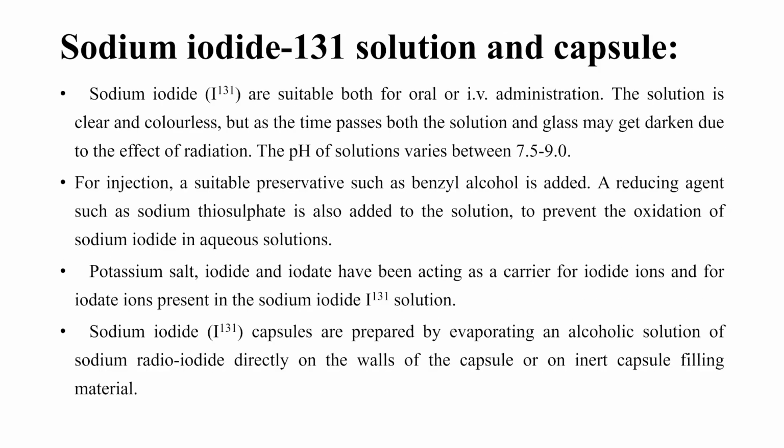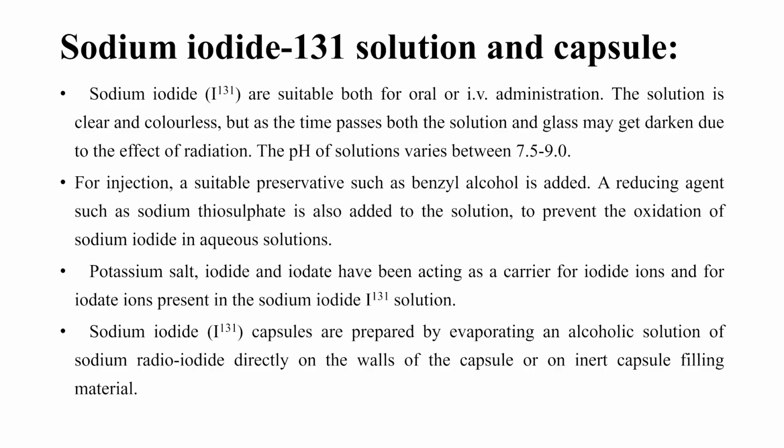Sodium iodide 131 solution is available in capsule form. It is suitable both for oral as well as IV administration, and the solution is clear and colorless. But as time passes, both the solution and glass may get darkened due to the effect of radiation. The pH of the solution varies between 7.5 to 9, that is, it is in the basic pH range. And for injection, a suitable preservative such as benzyl alcohol is added.